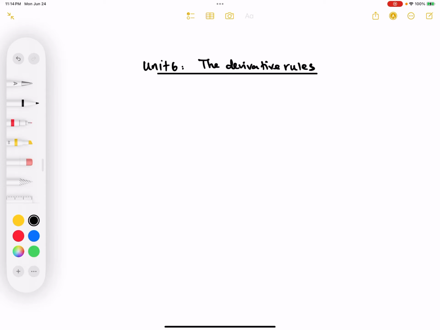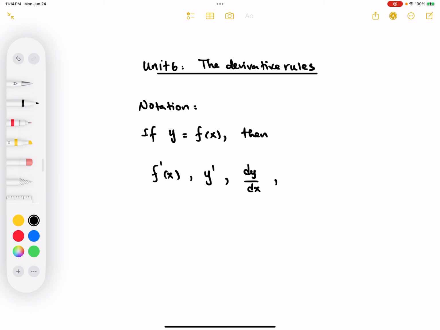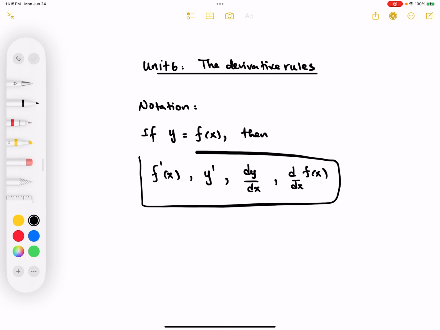All right, now let us discuss the derivative rules. So let's start with notations. Derivatives have different notations. For example, if y is equal to f of x, then for the derivative we use different notations: f prime of x, or y prime, or dy by dx, or d by dx of a given function. These are similar notations, just to represent the derivative of a function.